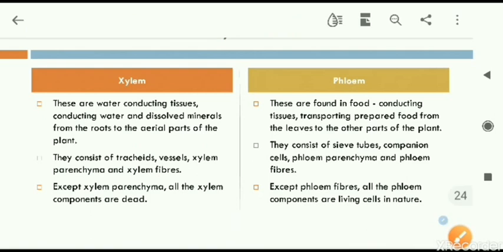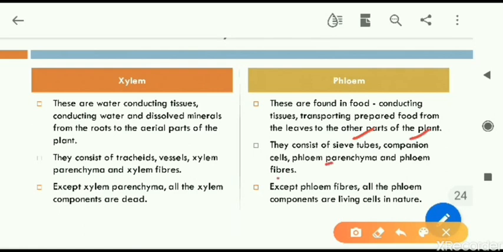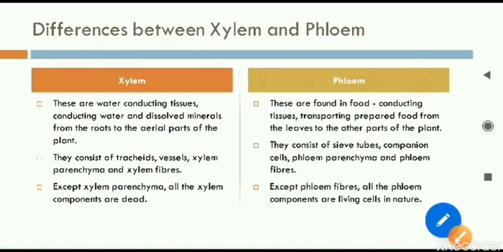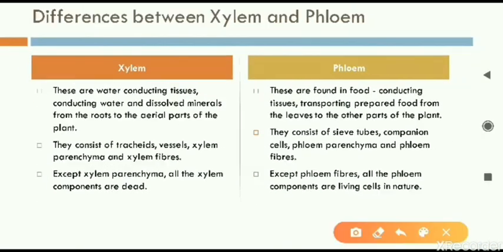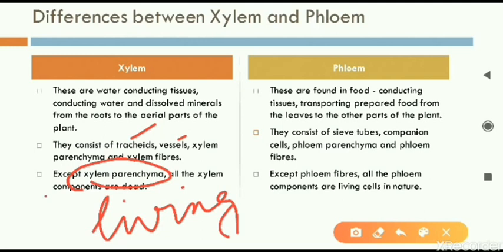The next one, on the phloem, how many are there? Here also 4 are there. The main one is sieve tubes. They are helped by companion cells. Then we have phloem parenchyma, and the last is phloem fibers. Next is the last point. There are 4 types of cell in xylem. Out of these, 3 are dead, and only xylem parenchyma is living. Only one is living in this case.